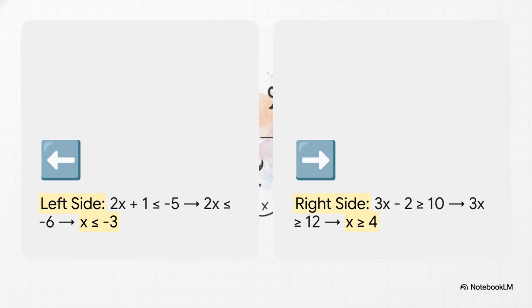Now let's hop over to the right side's universe. Add 2 to both sides. That gets us 3x is greater than or equal to 12. Divide by 3, and we're left with x is greater than or equal to 4. 2 separate problems, 2 clean solutions.